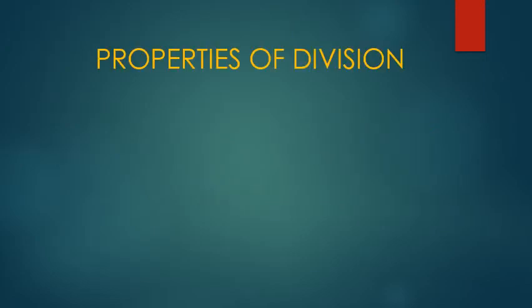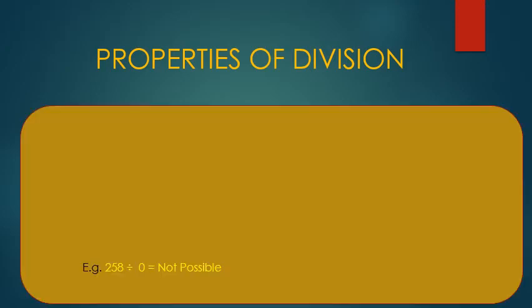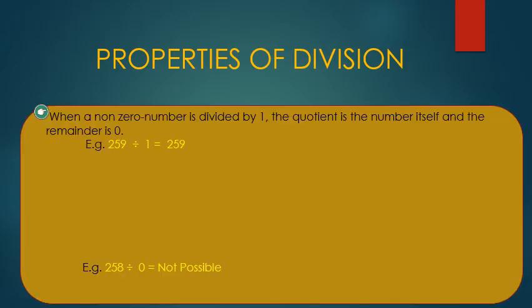Let's learn the properties of division. The first property says when a non-zero number is divided by 1, the quotient is the number itself and the remainder is 0. Whenever you divide any number by 1, you will get the same number as the quotient and the remainder will always be 0.